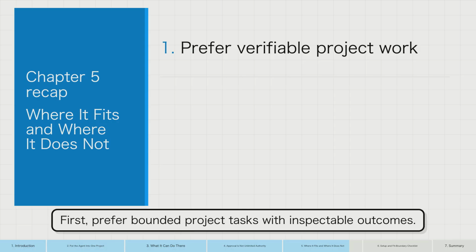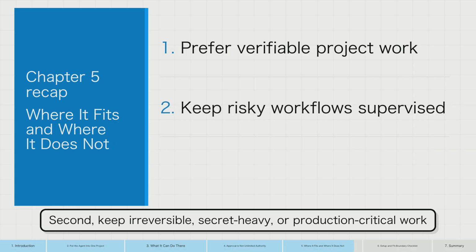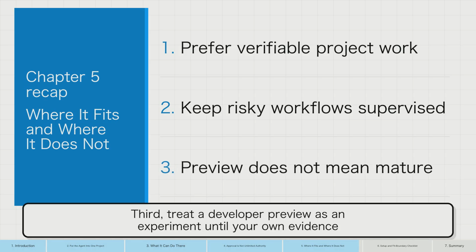Chapter Recap. First, prefer bounded project tasks with inspectable outcomes. Second, keep irreversible, secret-heavy, or production-critical work supervised. Third, treat a developer preview as an experiment until your own evidence says otherwise.